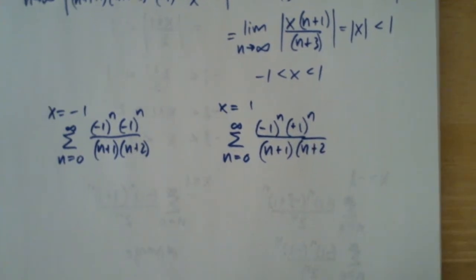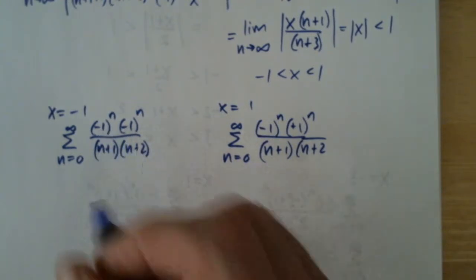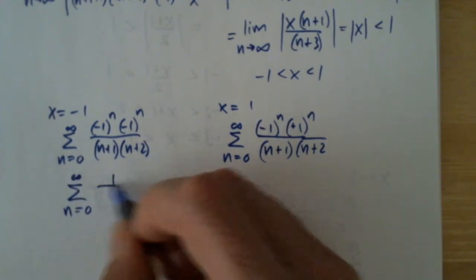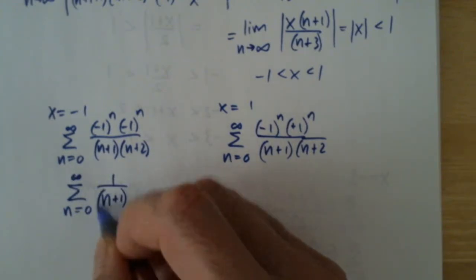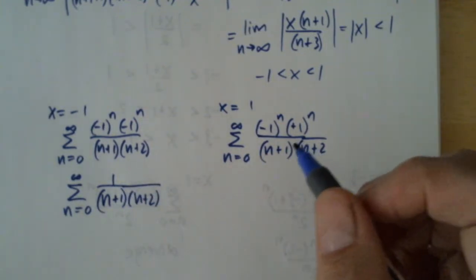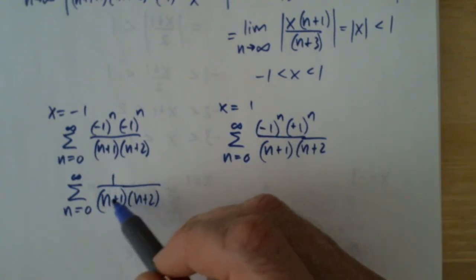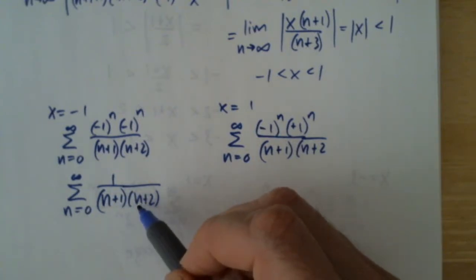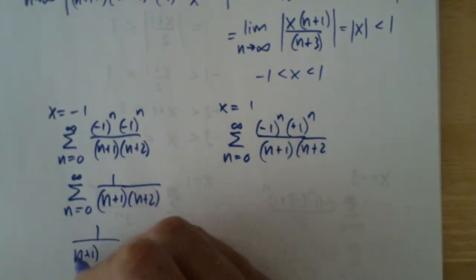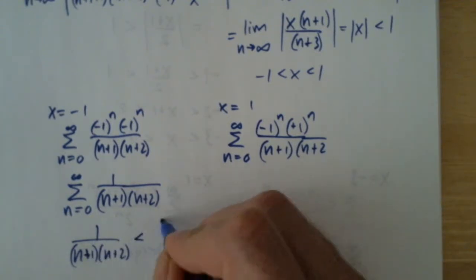All right, and here we could put those together and be a positive, so we just have 1 over n plus 1, n plus 2. And it looks like it's going to converge because the denominator has a power of 2, and we could just do direct comparison and say that this is less than this.